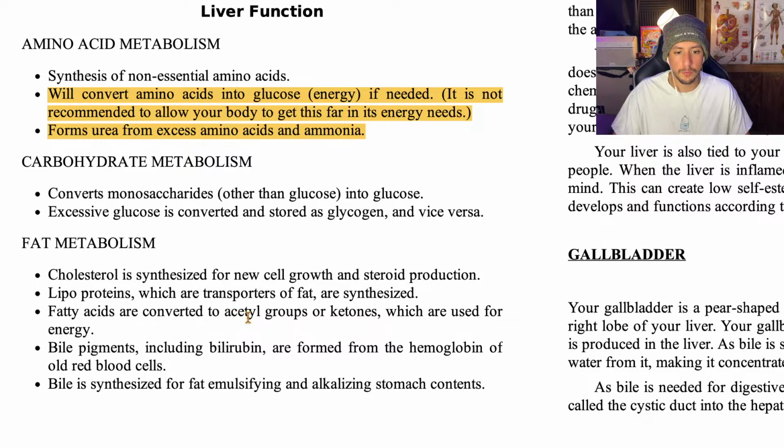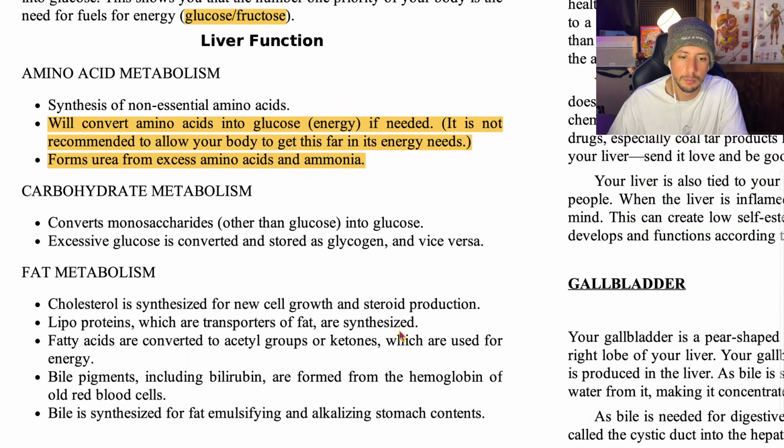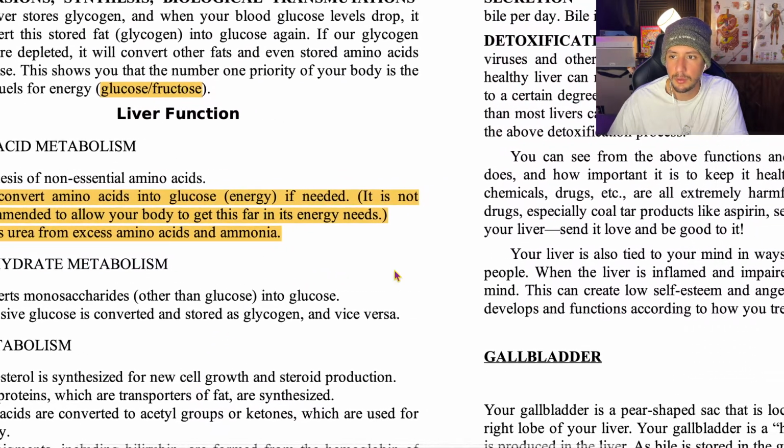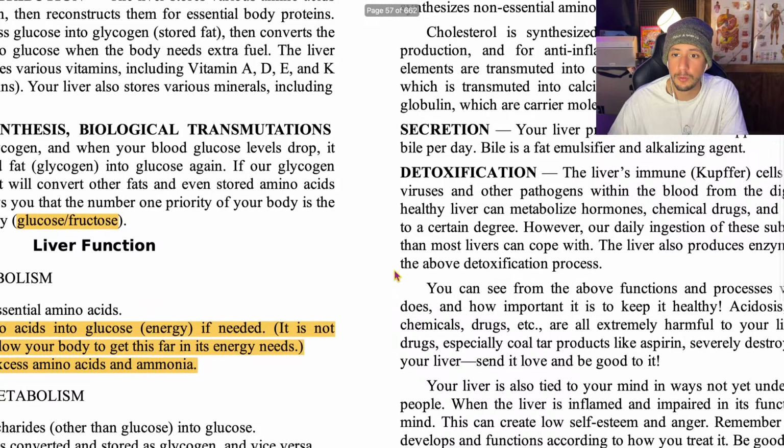Fatty acids are converted to acyl groups or ketones, which are used for energy. Bile pigments, including bilirubin, are formed from the hemoglobin of old red blood cells. Bile is synthesized for fat emulsifying and alkalizing stomach contents. So it'll use it for energy, it'll use it for alkalizing, it'll use it for creating enzymes. It's pretty awesome, honestly.